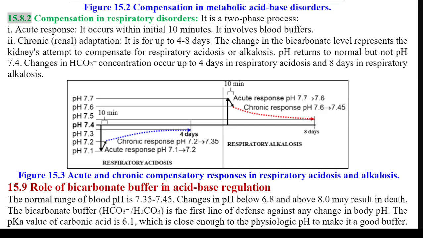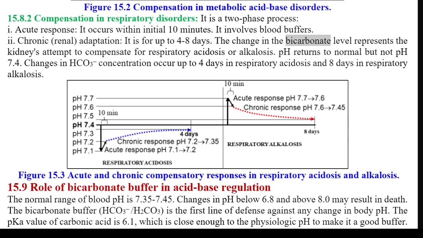15.8.2 Compensation in respiratory disorders. It is a two-phase process. 1. Acute response: it occurs within the initial 10 minutes. It involves blood buffers. 2. Chronic renal adaptation: it is for up to 4 to 8 days.